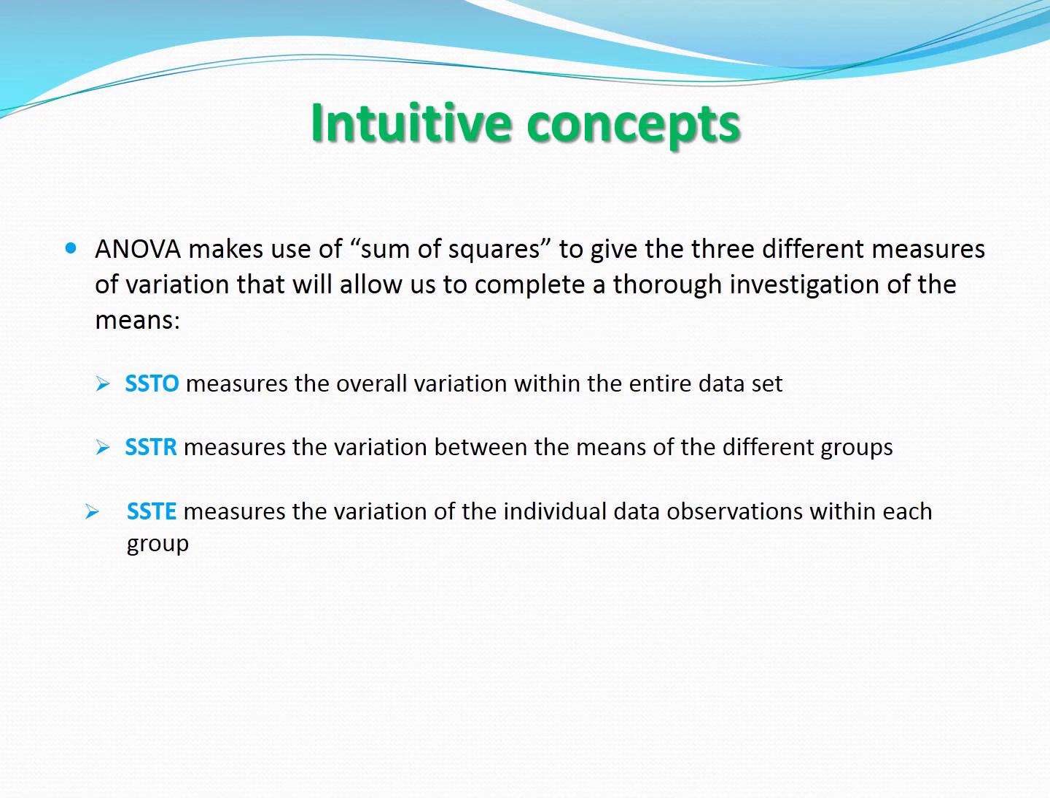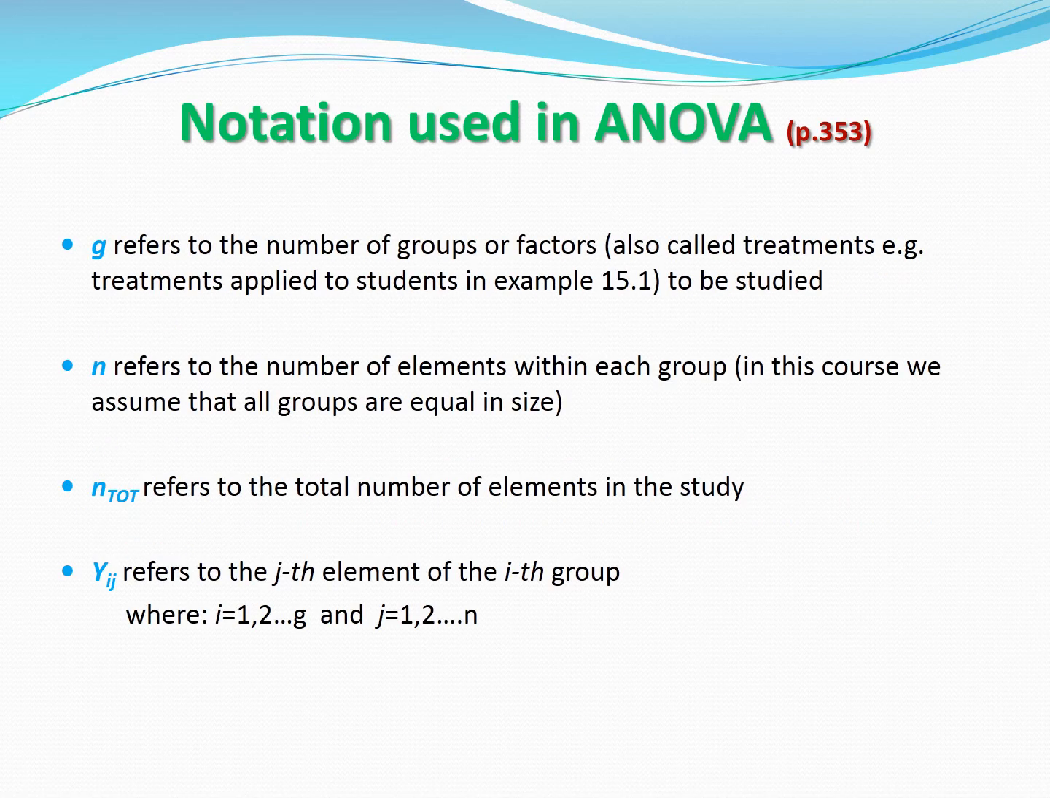On the following slides, I will explain all of these formulas in detail, but first we need to look at the notation that is used. In ANOVA, G refers to the total number of groups or factors or treatments to be studied. So in example 15.1, our G will be equal to 4 because we had 4 different treatments, the 4 different teaching styles that were applied to the students.